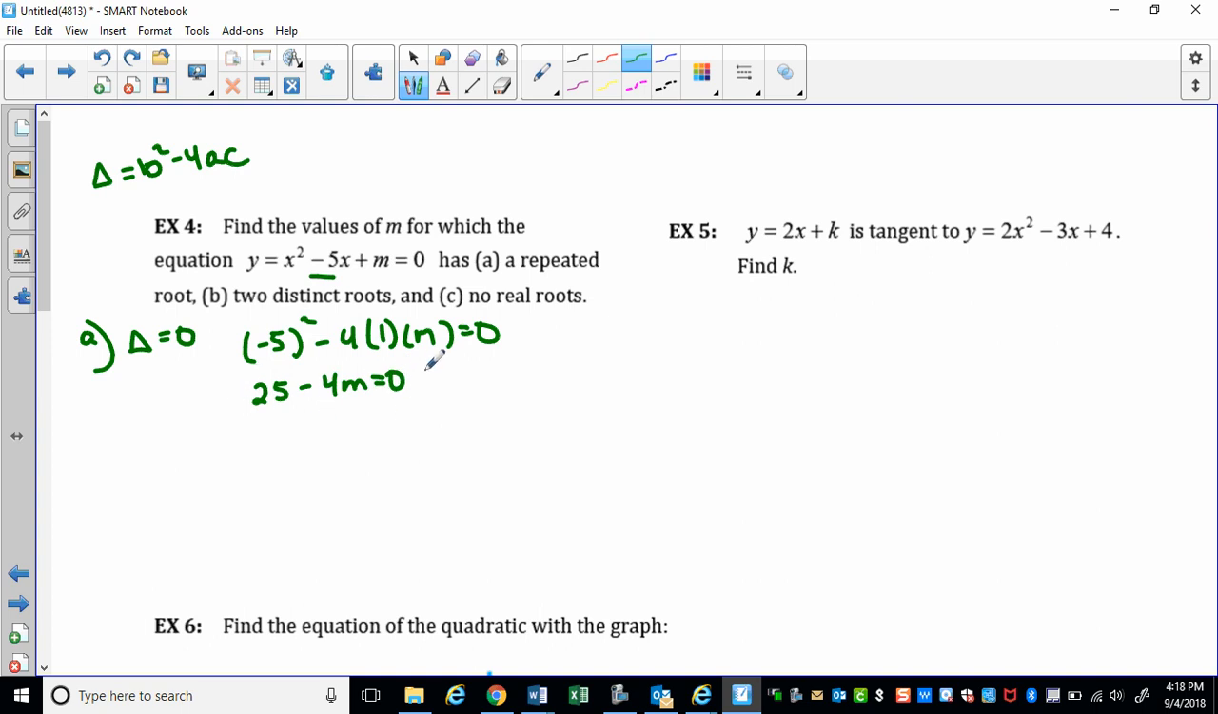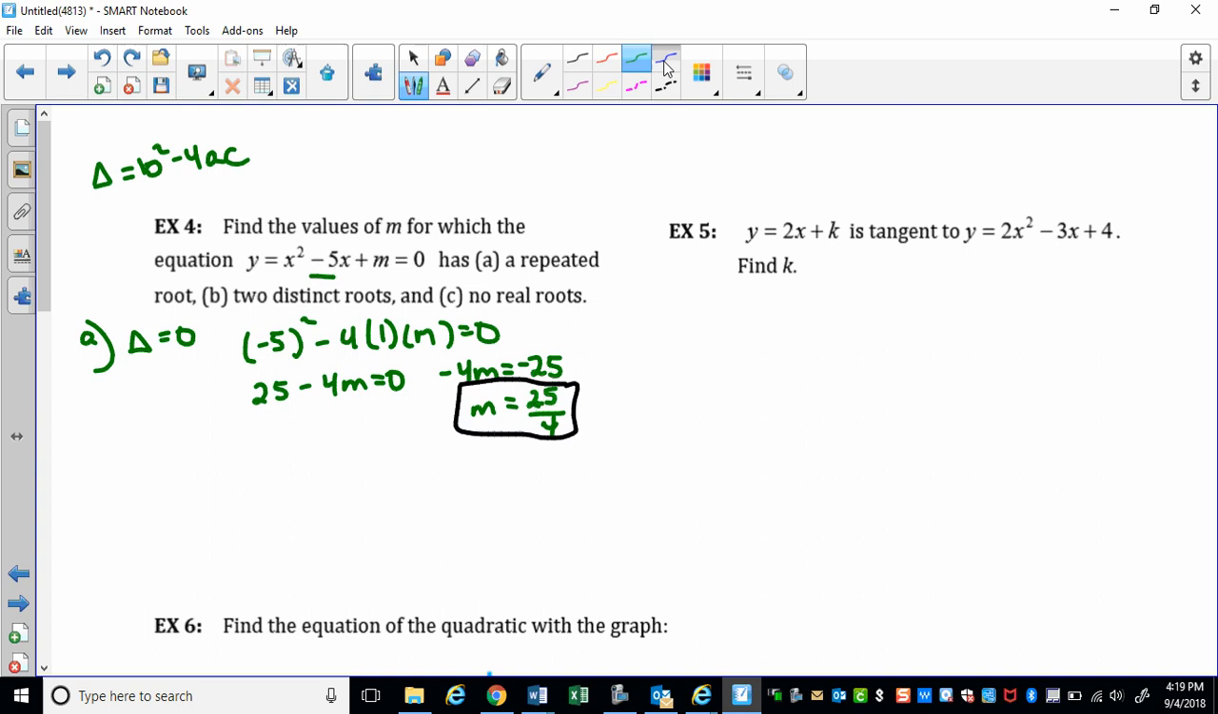Subtract the 25 to move it to the other side. Negative 4m equals negative 25. And then you're just going to have to divide by negative 4 and get m equal to 25 over 4. Just leave it like that. Leave it as a fraction. Simplify it if you can. You can't simplify this one. Okay, this is if we wanted a repeated root.